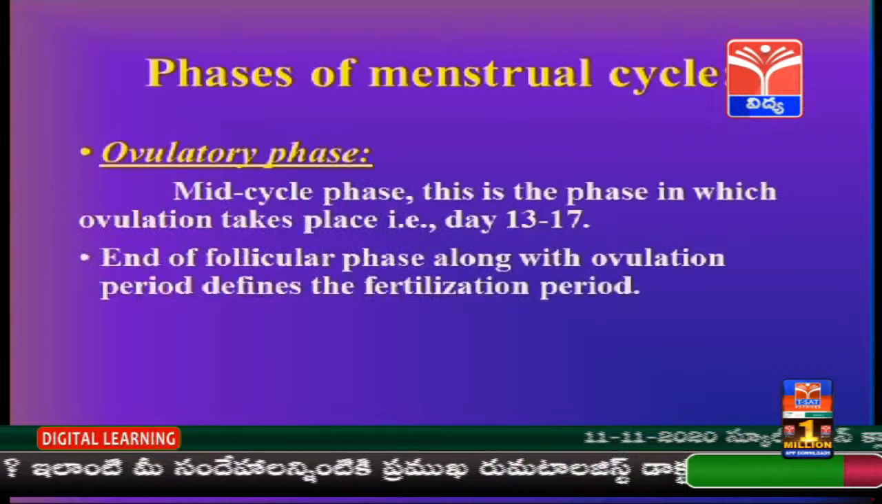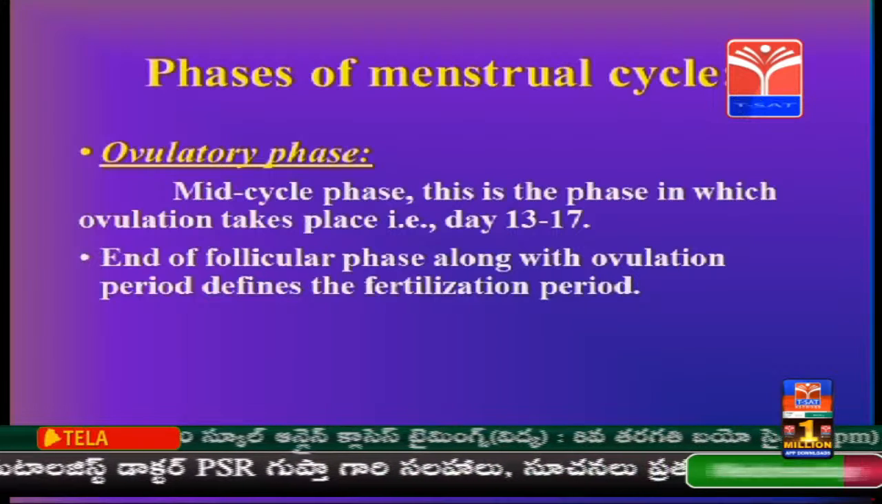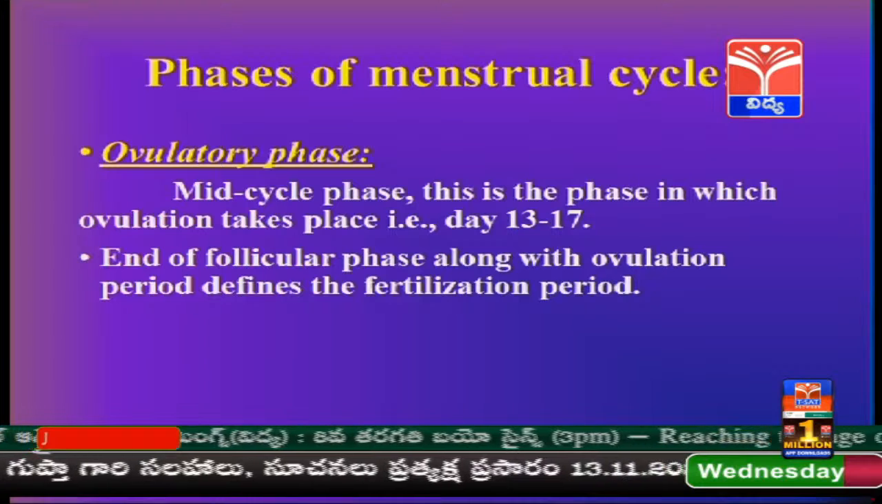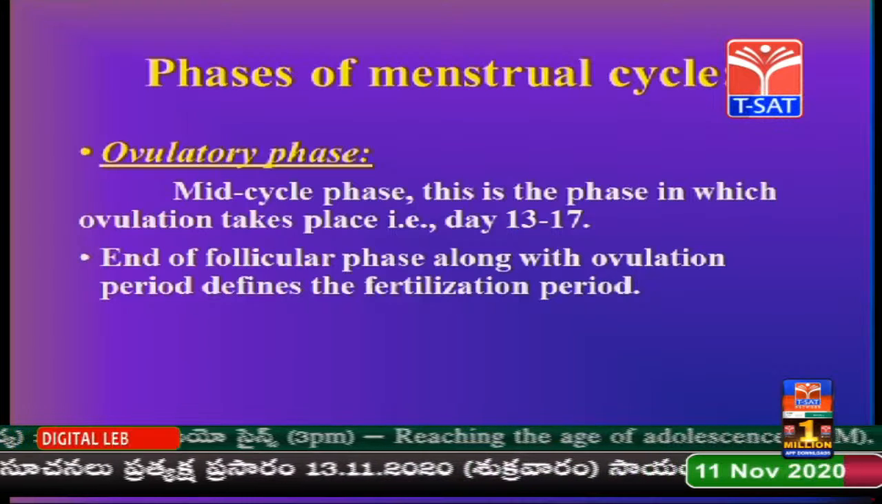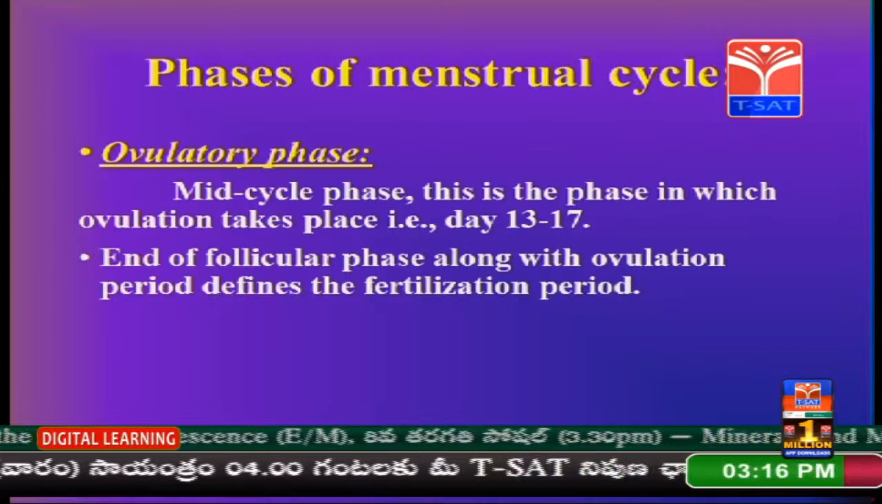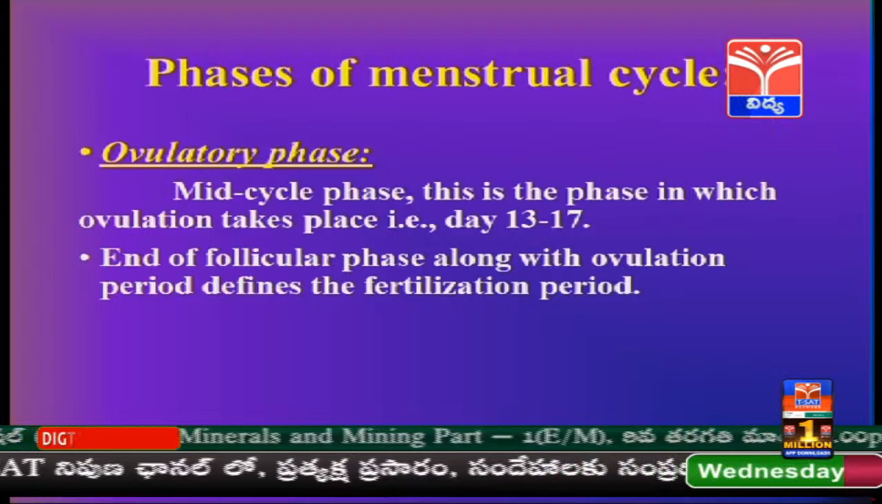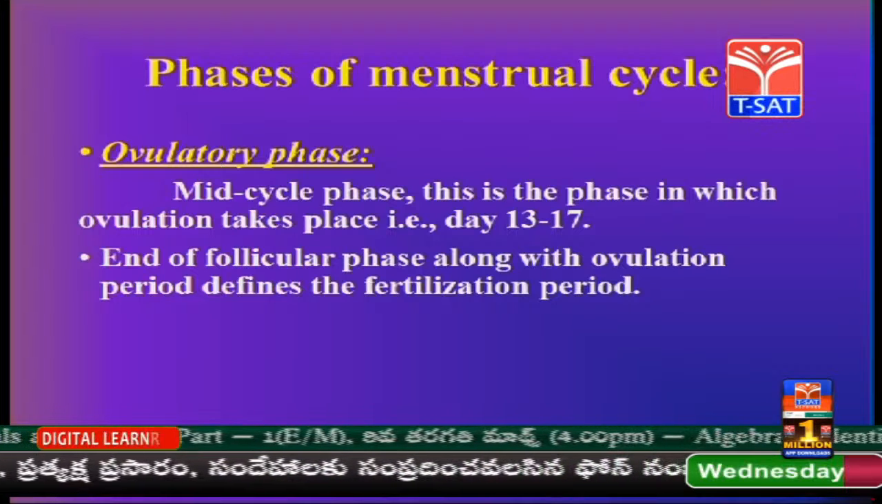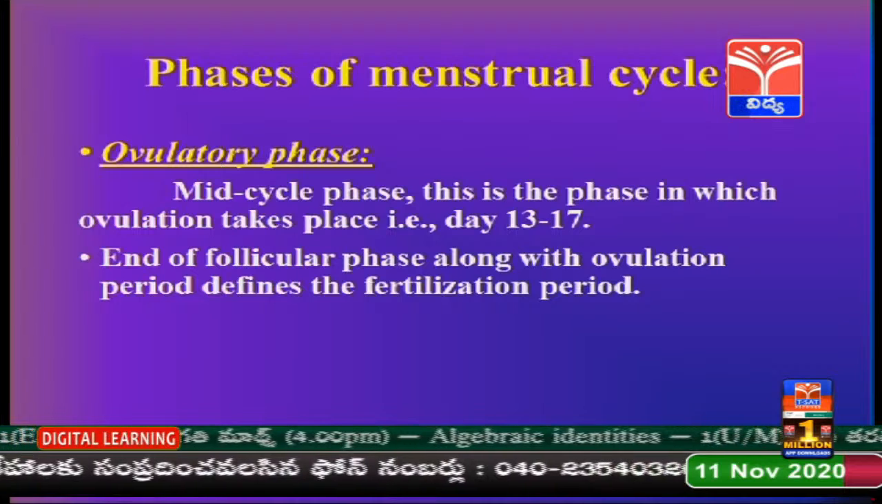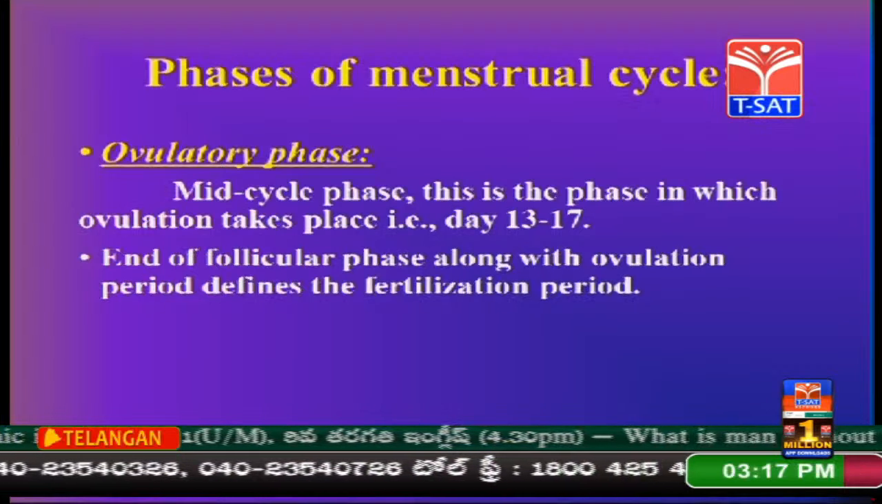The third phase is the ovulatory phase, the mid-cycle phase. This is the phase in which ovulation takes place, that is, from the 13th to 17th day. The end of the follicular phase along with the ovulation period defines the fertilization period. Here the ovum waits in the fallopian tube for the sperm to reach it for fertilization.